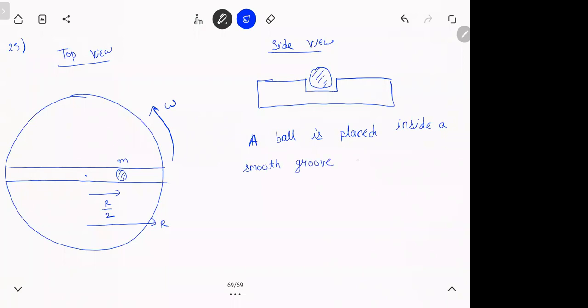Smooth groove on a table. Smooth groove of a round table, as shown, and rotated with omega. So find the speed of the ball when it comes out.